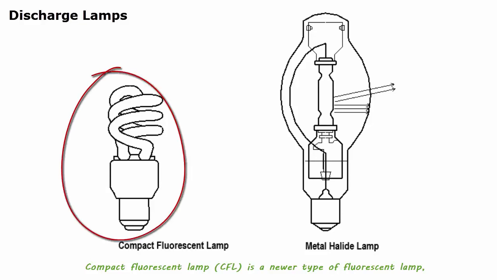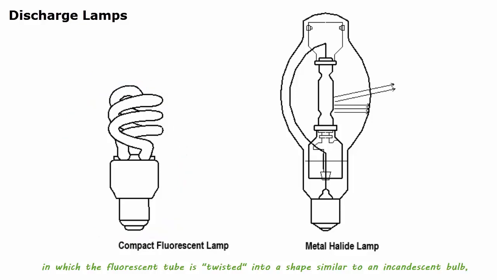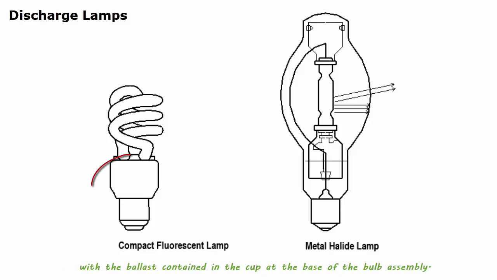Compact fluorescent lamp is a newer type of fluorescent lamp in which the fluorescent tube is twisted into a shape similar to an incandescent bulb, with the ballast contained in a cup at the base of the bulb assembly.